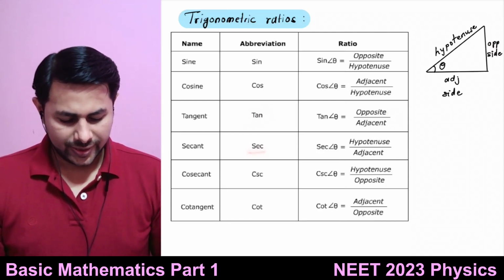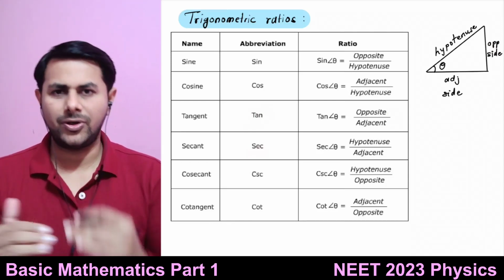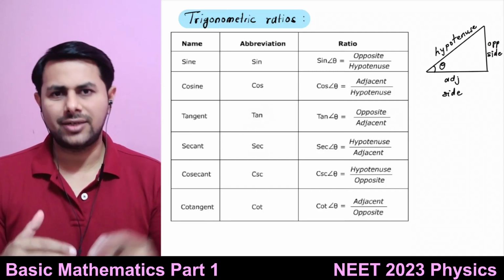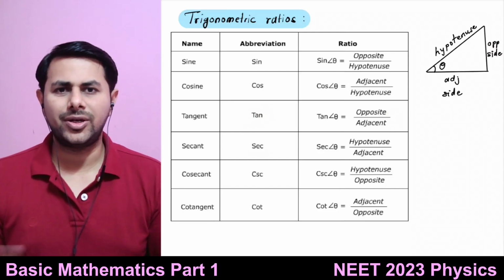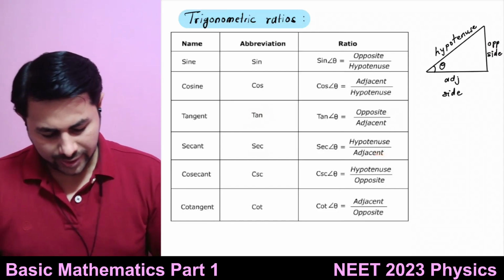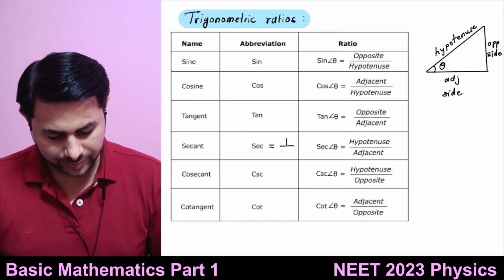So what is sec? Sec is 1 upon cos. What is cos? Cos is adjacent side divided by hypotenuse. So sec would be what? Hypotenuse divided by adjacent side. So sec is 1 over cos.